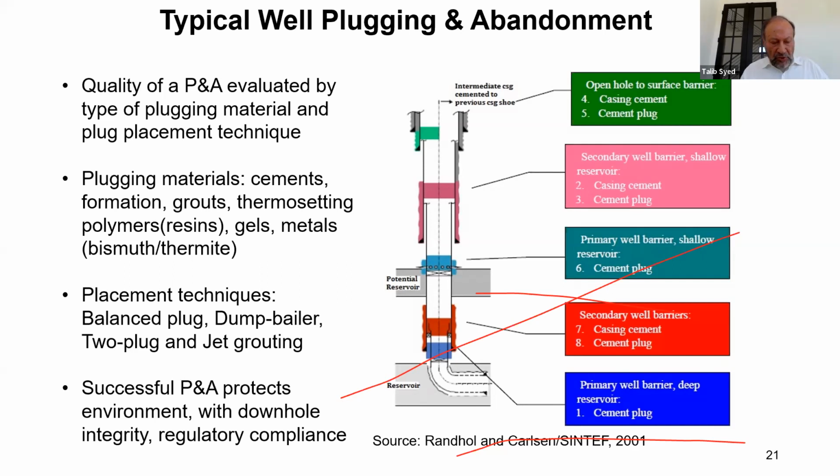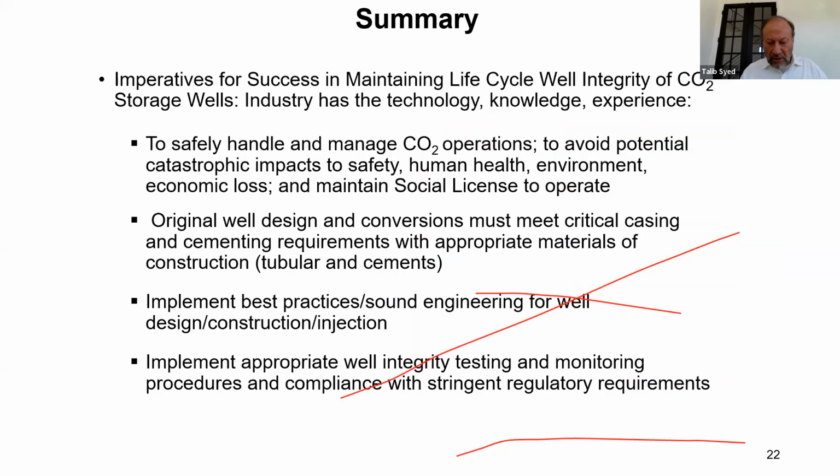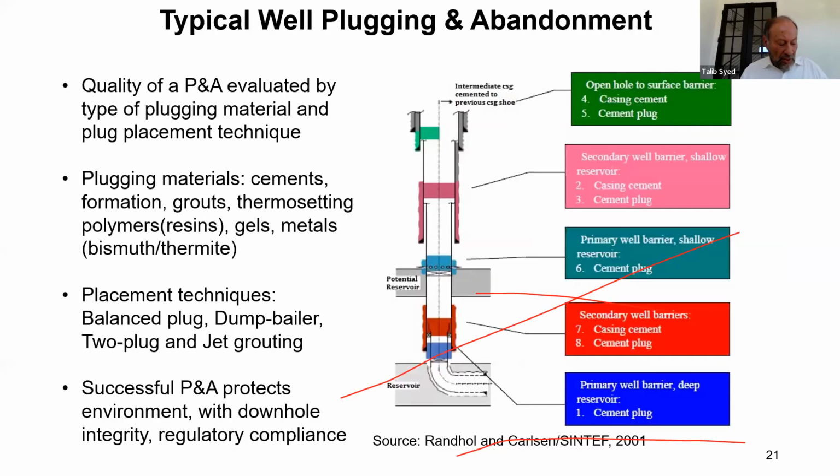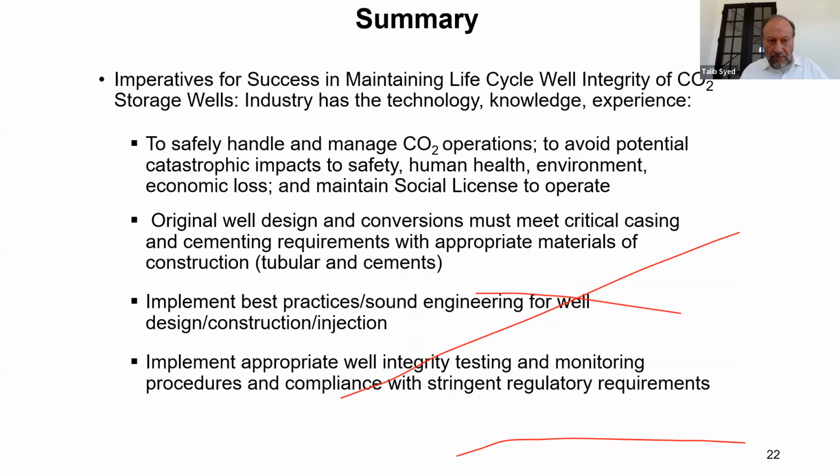Then the placement techniques, the most popular one is the balanced plug method. But to have a successful P&A, you've got to protect the environment, have downhole integrity, and be in compliance with the regulations. It's important to test the cement plugs after you've set them. So run the drill pipe and locate top of plug by applying weight after the plug has been allowed to set. A plug might be hard on top, but soft further down, allowing fluids to migrate. So testing after the plug has been set is important.